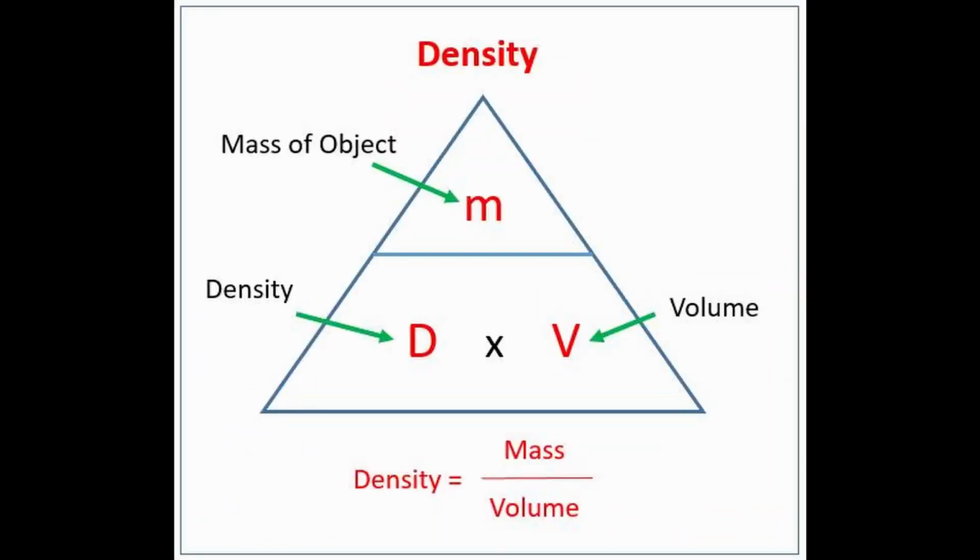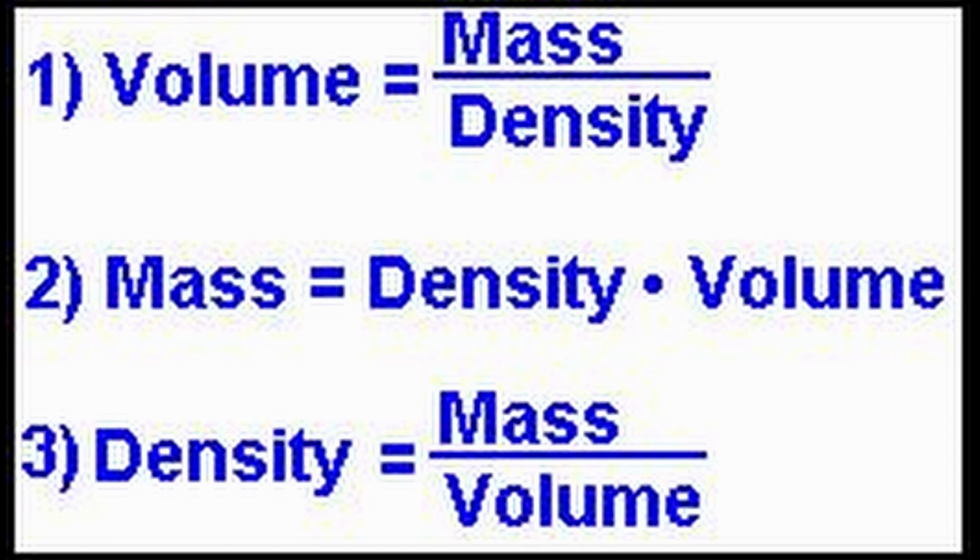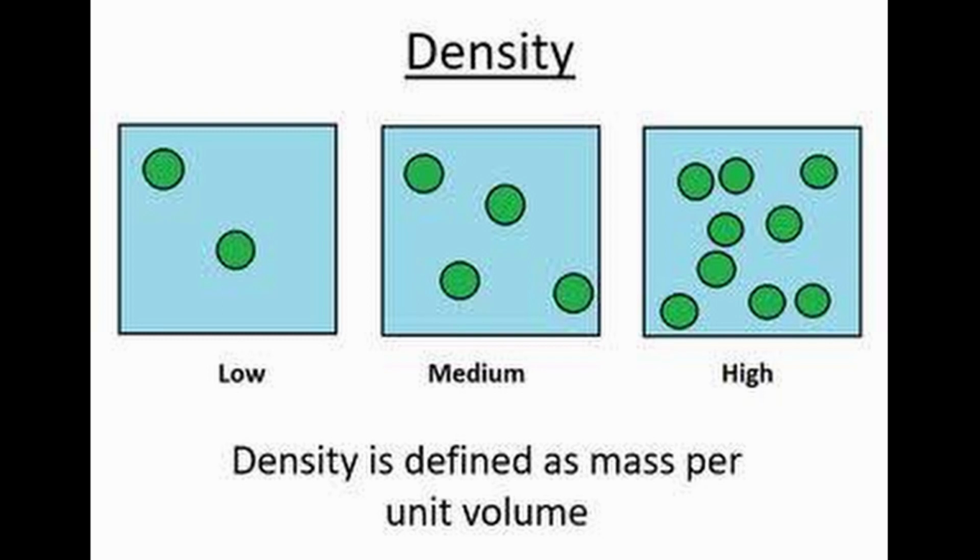So from this video you have learned about mass, volume and density, and how to find the density using the formula density is equal to mass upon volume. That means by finding the mass and the volume we can determine the density of an object. So now let us define density. Density is defined as mass per unit volume.